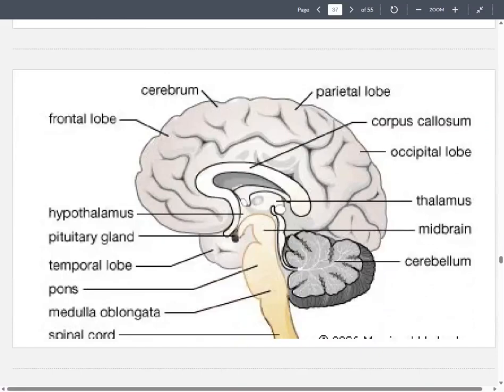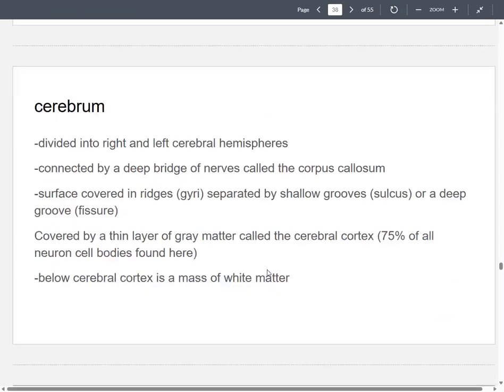This is a sagittal view of the brain. So we have it cut in half, so we're able to see the cerebrum. Here is that diencephalon region, that inner portion. Cerebellum is down here, and here is our brainstem. So the cerebrum itself is divided into right and left hemispheres. These hemispheres are going to be connected by a bridge of nerves that are referred to as the corpus callosum.